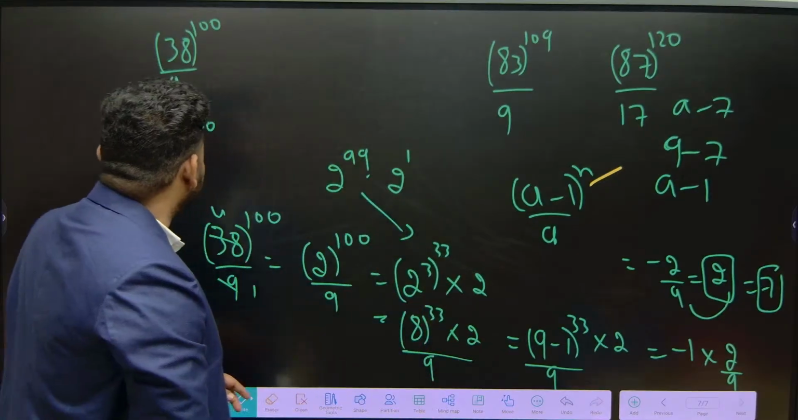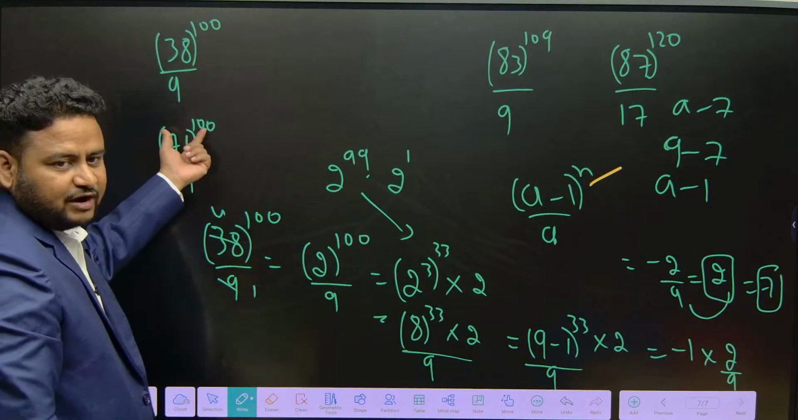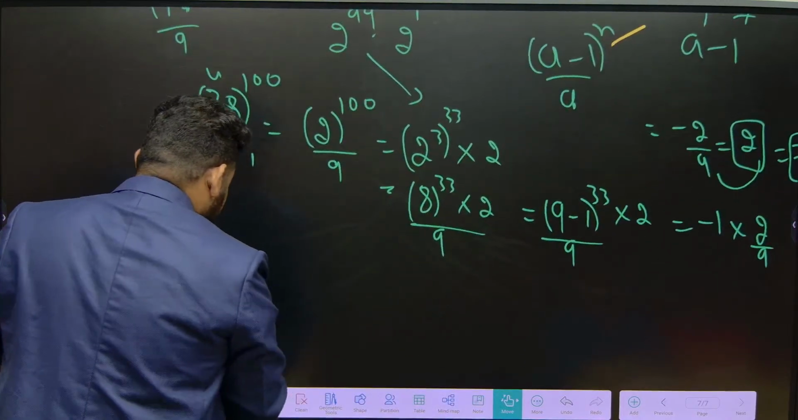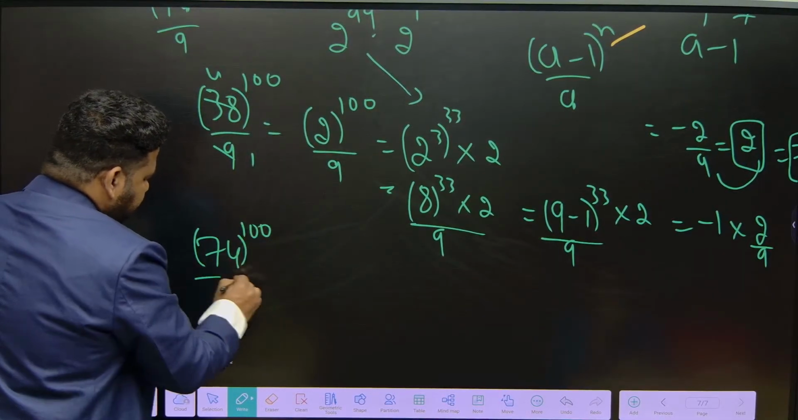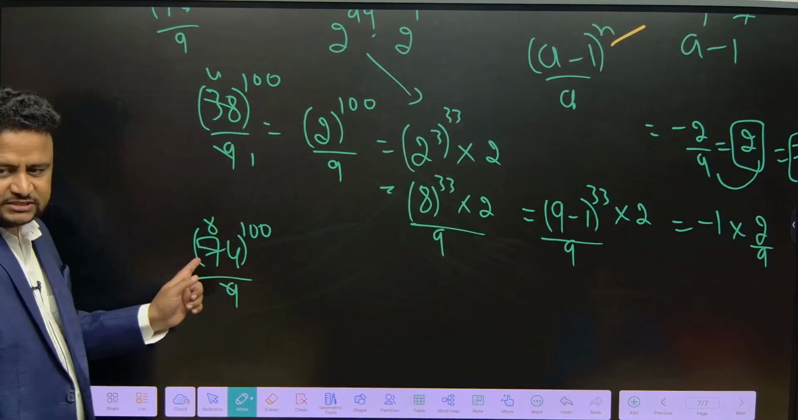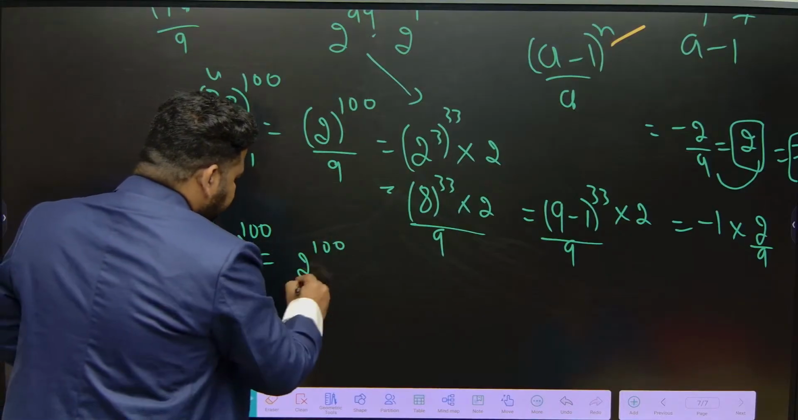So let us go for one more question, that is 74 by 9, where 74 to the power of 100 is there. Look at this question, you will understand better now. See here. 74 to the power of 100 by 9. Now 9 8s are 72. What is the remainder here? 2. So 2 to the power of 100 by 9.